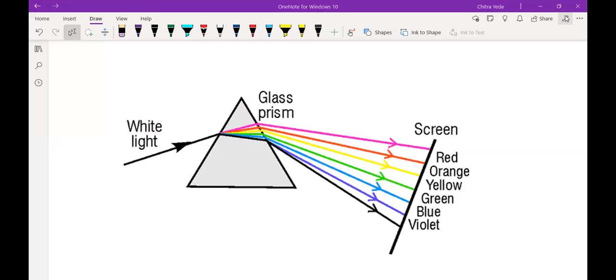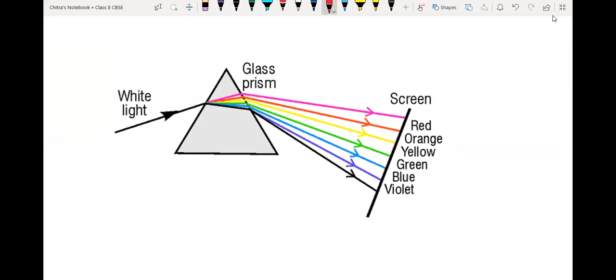Okay, see, when white light enters the glass prism, the velocity of light of different colors is different in different media. So here we have the air, is it or not? Here we have the air and here we have the glass. In air, particles are very far from each other, but in glass, particles are very compactly arranged. That means glass is the denser medium and air is the rarer medium.